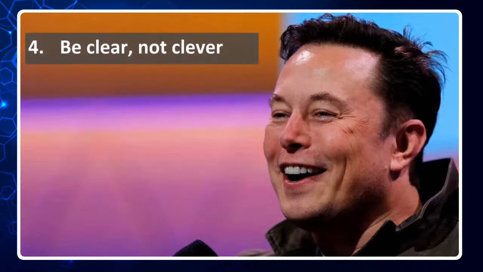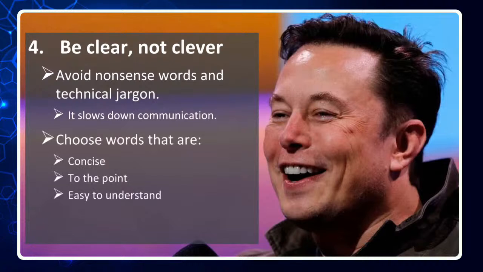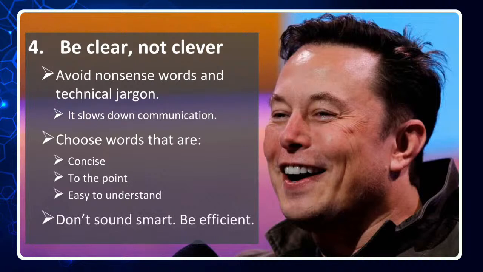This is not someone I like to talk about too much, but something arrived in my LinkedIn feed this morning rather presciently: his 6 rules for productivity, and number 4 is be clear, not clever. Don't use nonsense words and technical jargon, but choose words that are concise, to the point, and most importantly, easy to understand. And rather than sounding smart, be efficient.